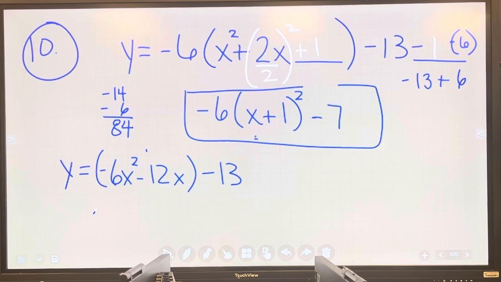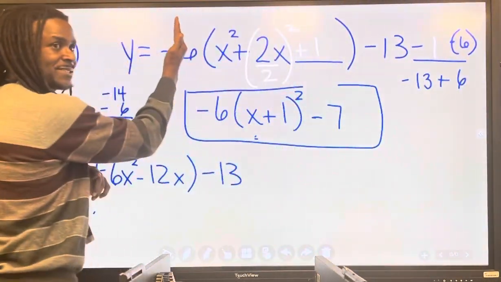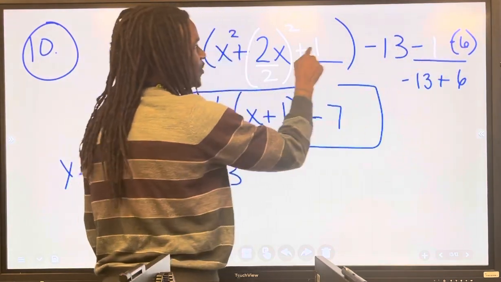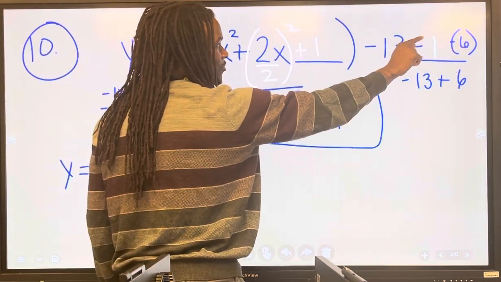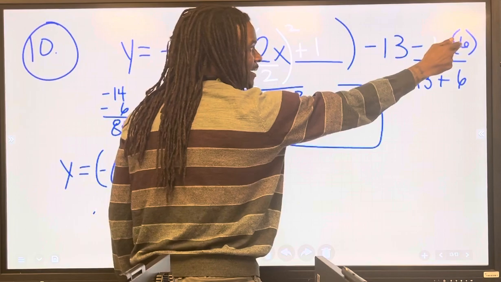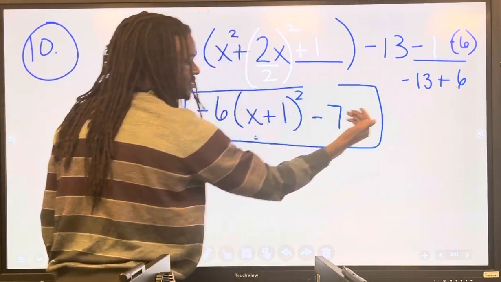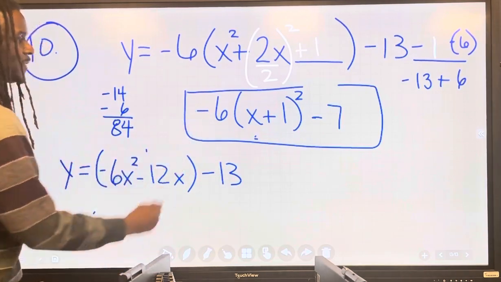Because remember, when you take out the negative 6, you gotta multiply on both sides. So when we had this 1, you take that 1 that you gotta subtract. What's negative 1 times negative 6? Positive 6. Negative 13 plus 6, that's how you get the negative 7. Everything else is good.